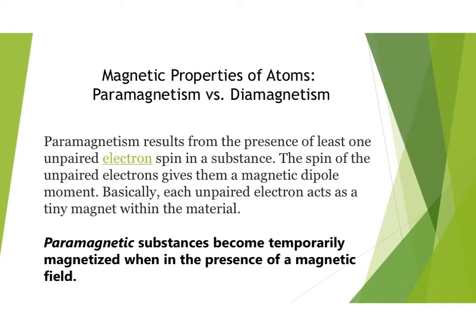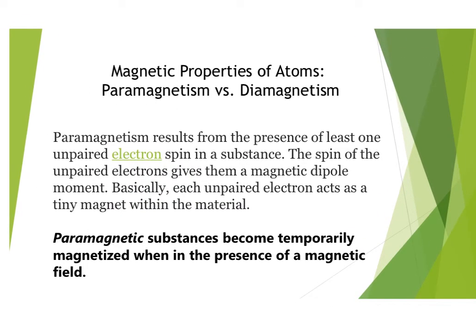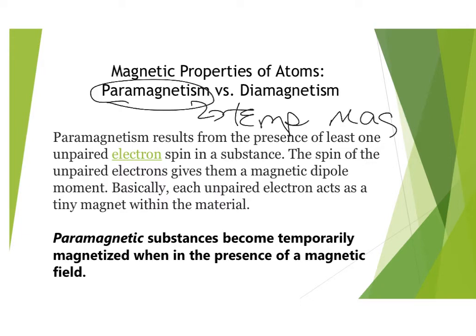Now that we have covered electron configuration, I want to show you how you can use electron configurations to determine the magnetic properties of an atom. So we divide the magnetic properties into two: paramagnetism, which means that a substance can be temporarily magnetic, that's when it's exposed to another magnetic substance, or diamagnetism, so no magnetic properties.